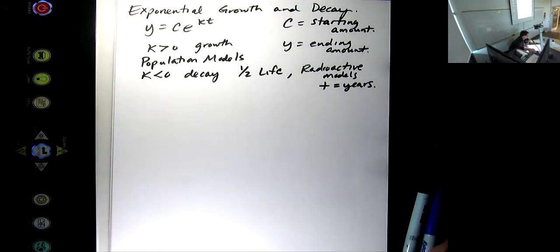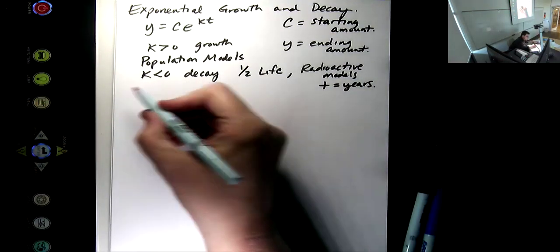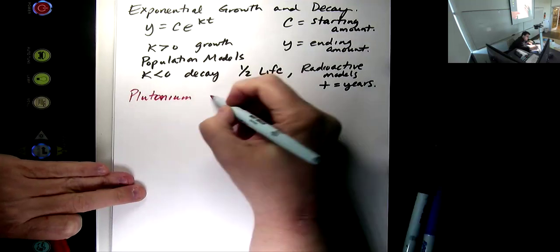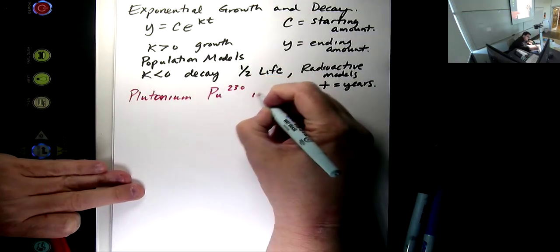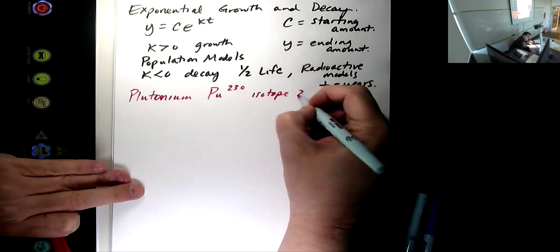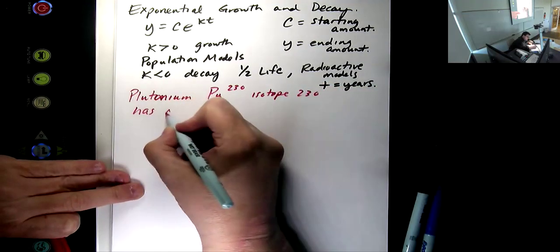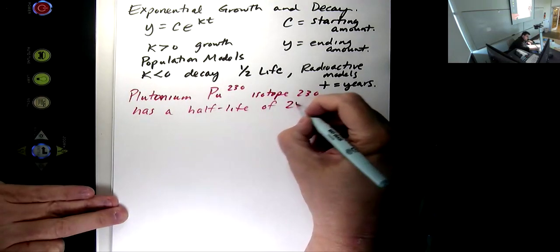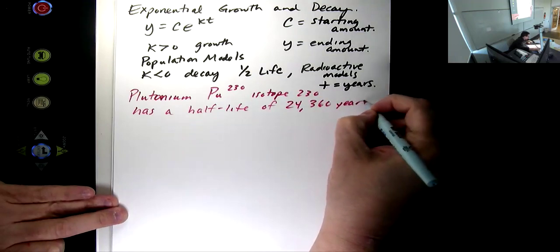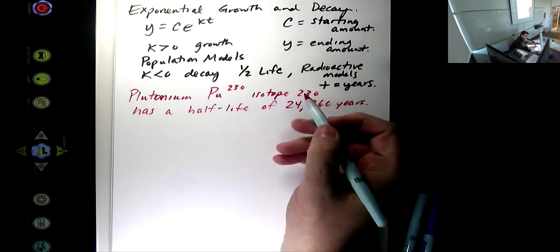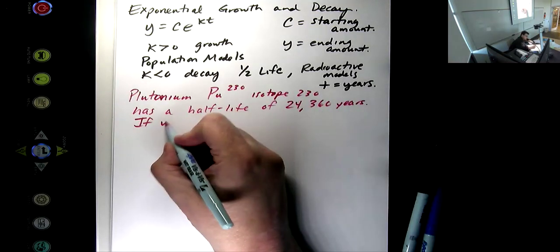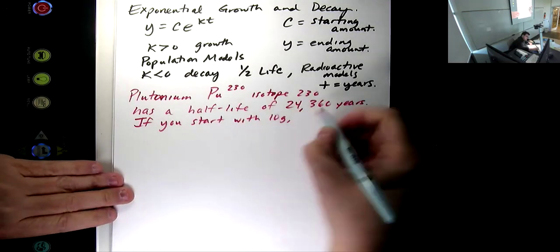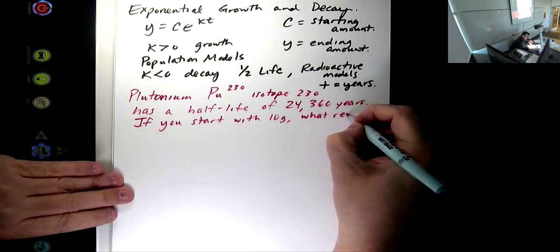So let's give an example. We'll do it one each. Plutonium. We'll go with isotope 230. Has a half-life of 24,360 years. If you start with 10 grams, what remains after 10,000 years?